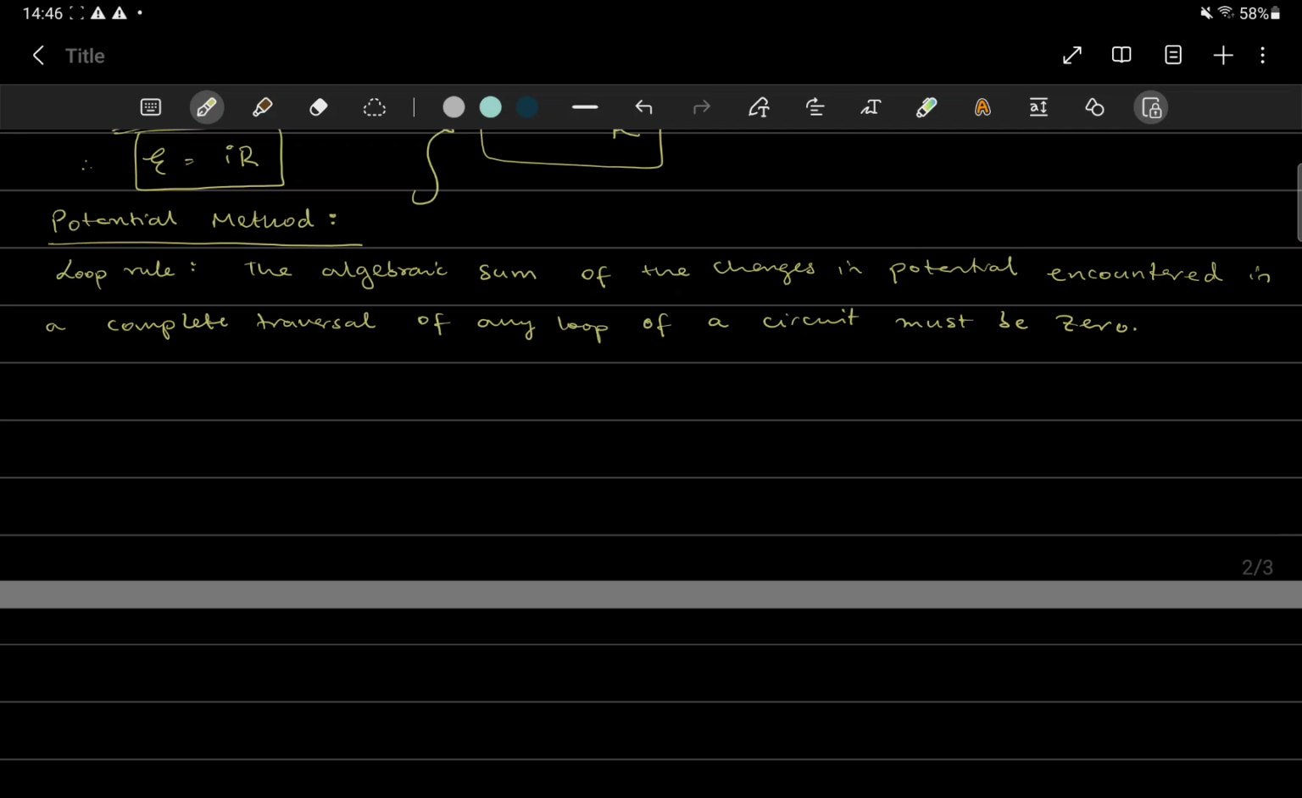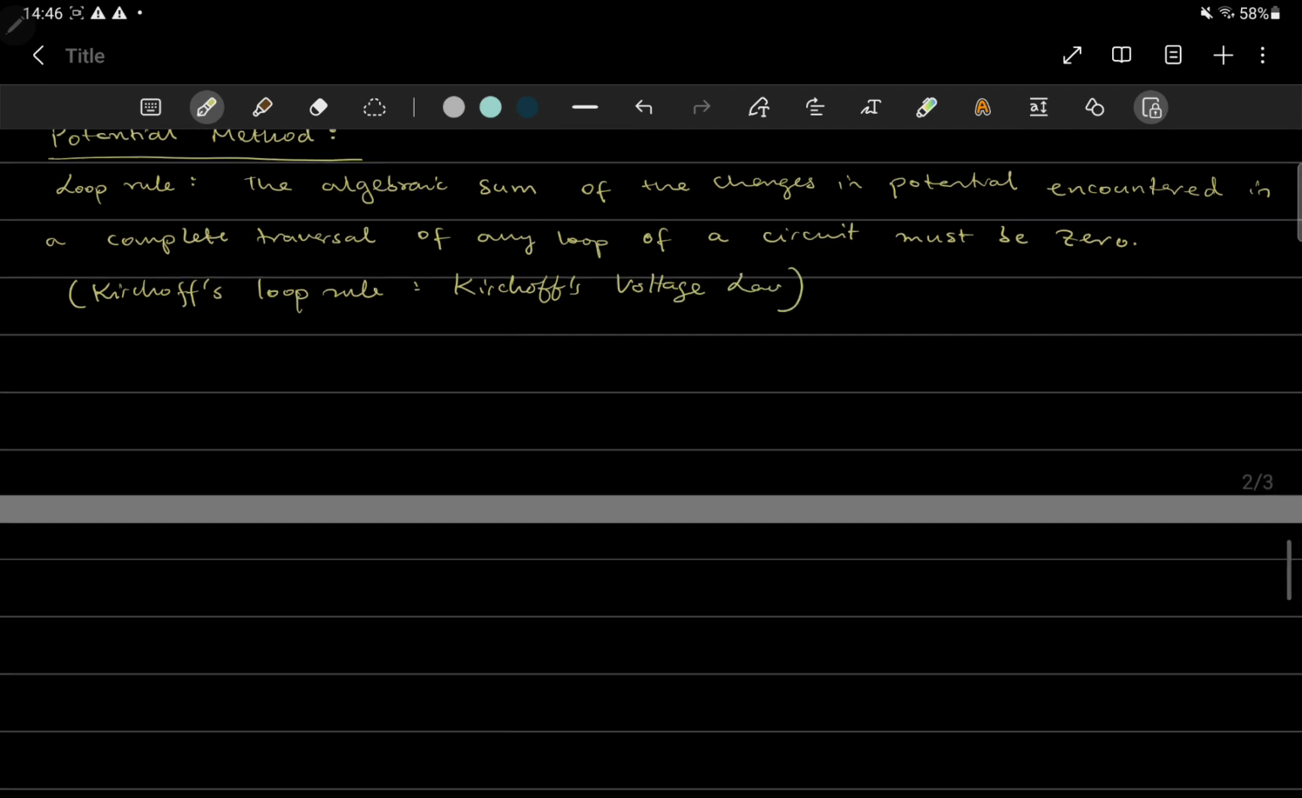This is often referred to as Kirchhoff's loop rule, or also Kirchhoff's voltage law. Okay, how does this work?